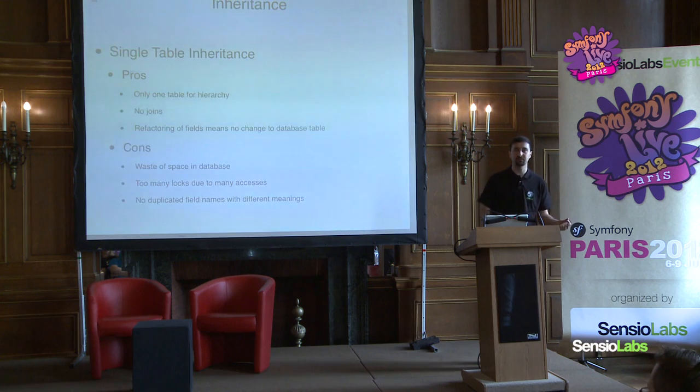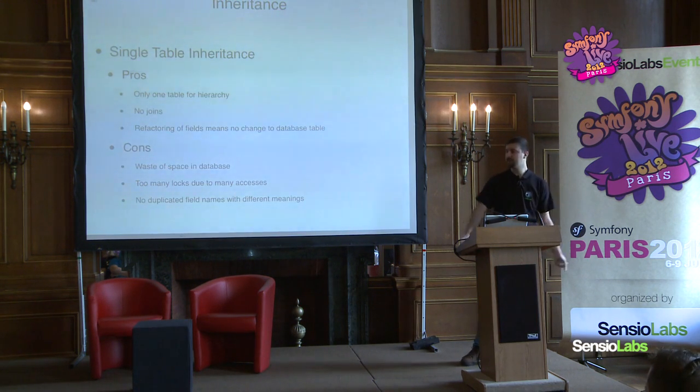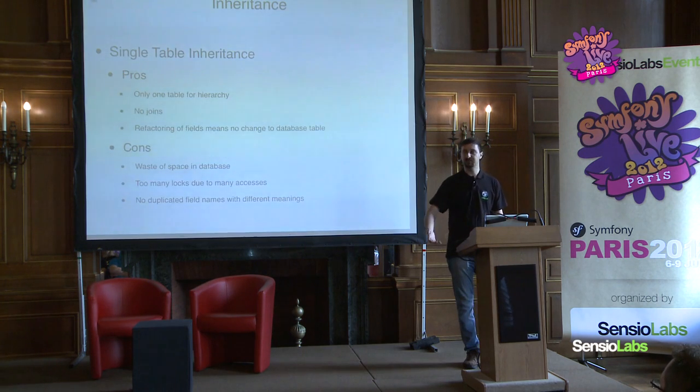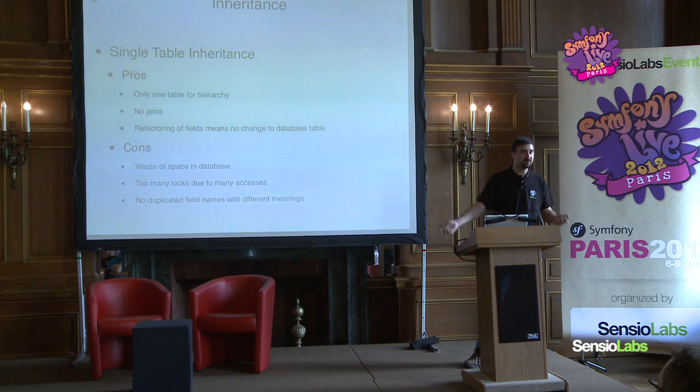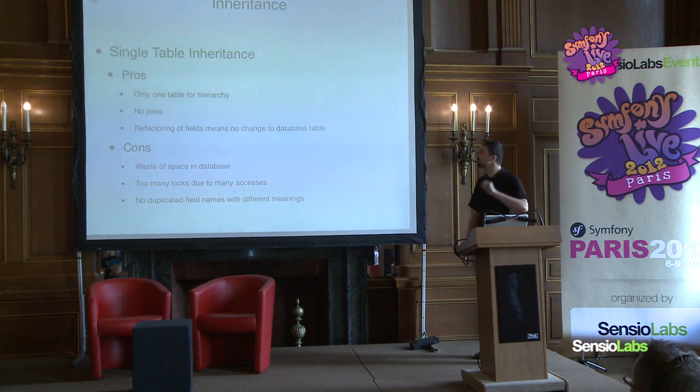So it's just not possible to have a first name with a varchar of 50 and another one with a first name with a varchar of 100. If they have different meanings, it's just not possible because you only have one table. So how can you actually map this one?